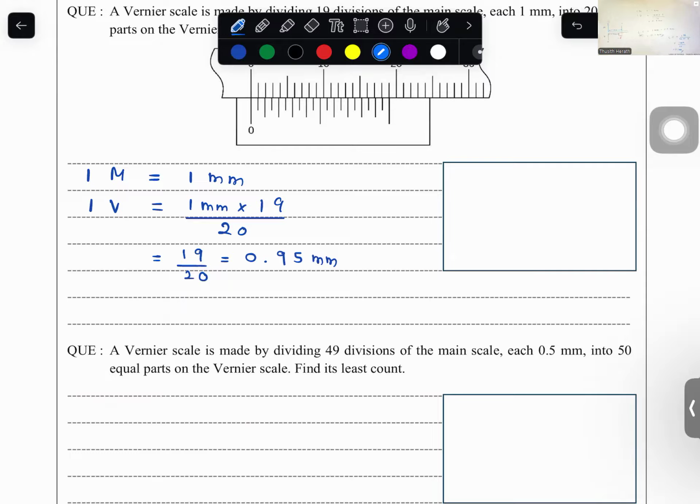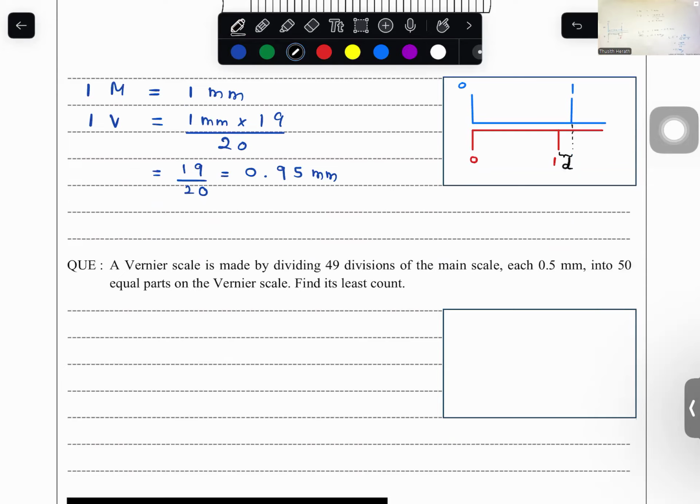The next part is to draw the diagram. Here's the main scale 0, main scale 1, and the vernier scale 0, and vernier scale 1 should be like this here. So the least count is the length difference between main scale 1 and vernier scale 1. Here also I write this is the main scale, this is the vernier scale. So the least count equals 1 millimeter minus 0.95 millimeter. The answer is 0.05 millimeters.